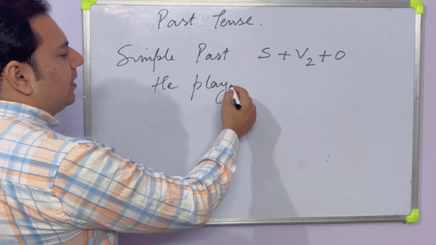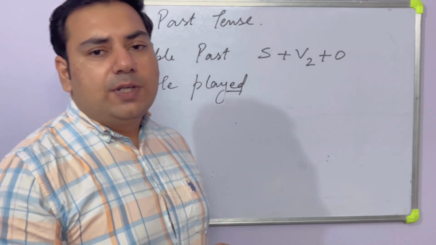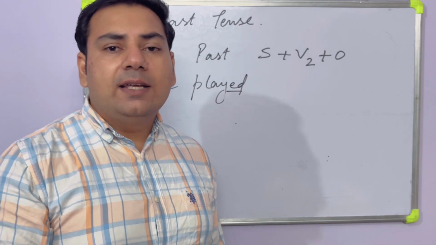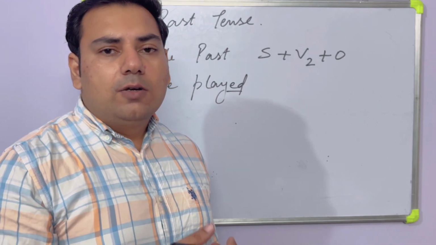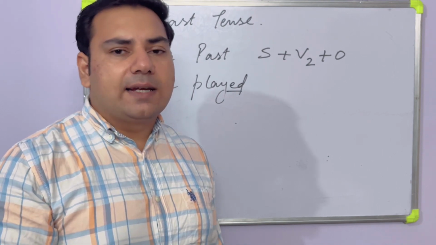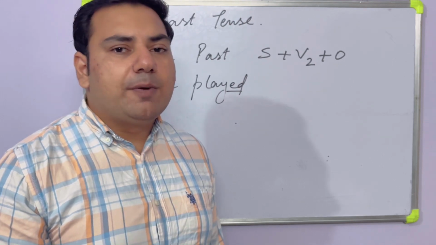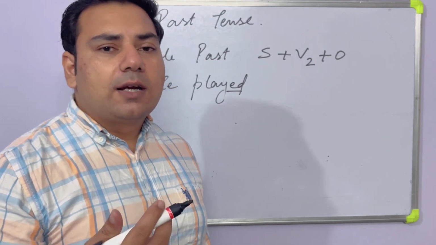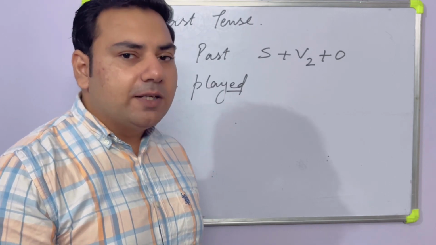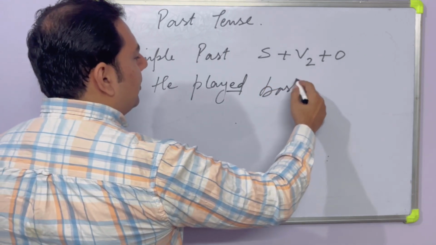Play will become played. Most of the verbs become the second form or the third form by adding ed. So played, reached, created. This is how you can make the second form and third form. There are slight changes, so you have to remember the verbs. Kindly go through the first form, second form and third form of the verbs so that you can get familiar with it. So he played any game you can write down.